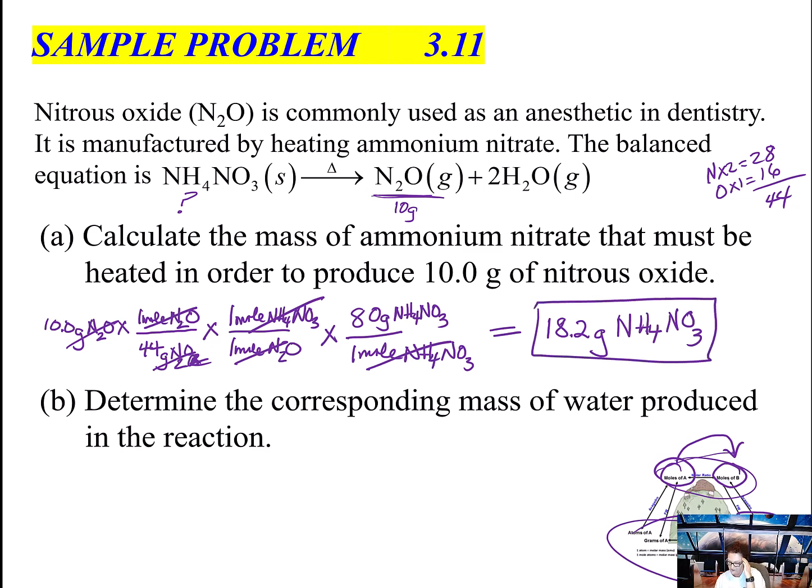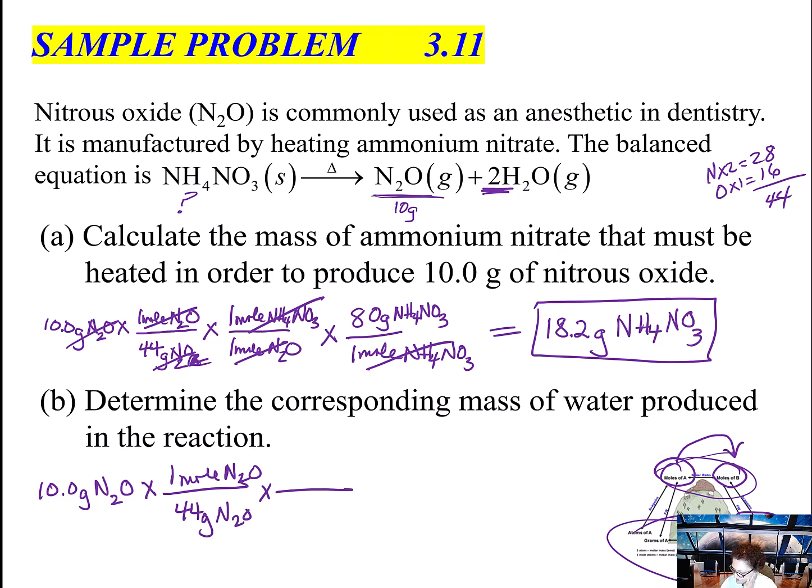Okay, so determine the corresponding mass of water produced in the reaction. It starts out the same exact way, except in the case of water, remember, you've got to go back to this. That's why I always do it. 10 grams of N2O. Convert that to moles. And if you already know what your mole number is, you can just start with that, I guess. 44 grams of N2O.